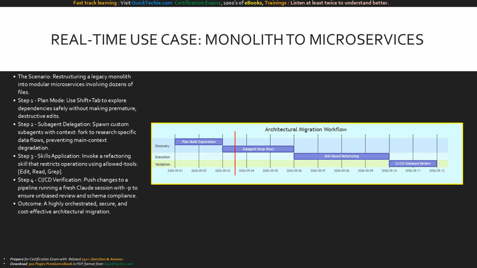To bring this all together, consider a real-time use case, restructuring a monolithic application into microservices. You don't just start coding. You initiate plan mode to safely map out module dependencies using read-only tools. As you discover complex data flows, you spawn custom subagents using context fork to isolate verbose research and protect your main context window. When it is time to write code, you trigger a specialized refactoring skill equipped with strict allowed-tools limits to ensure safe editing.